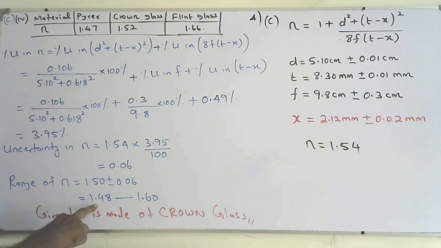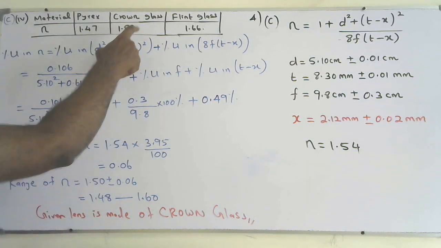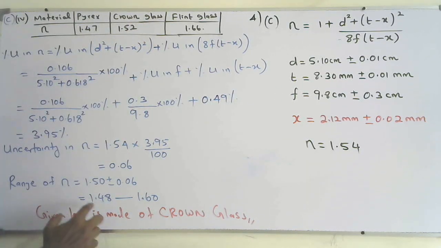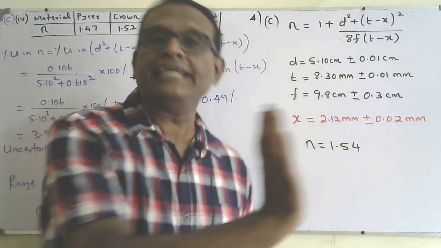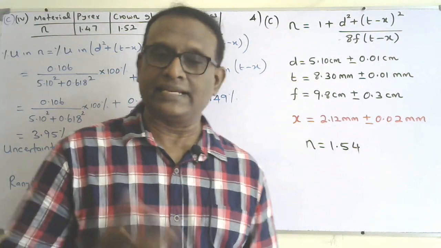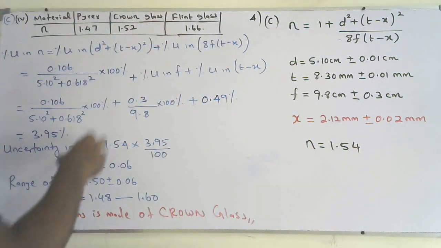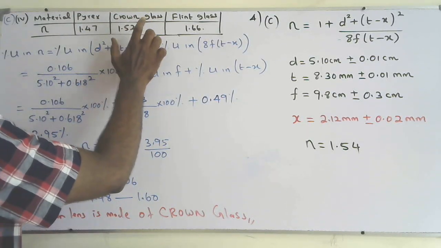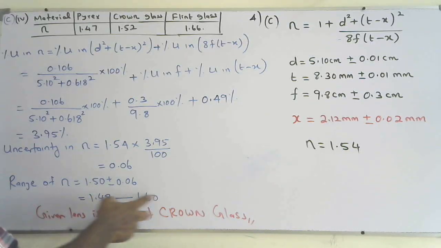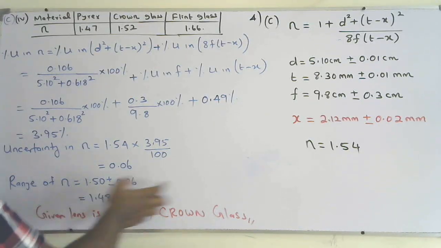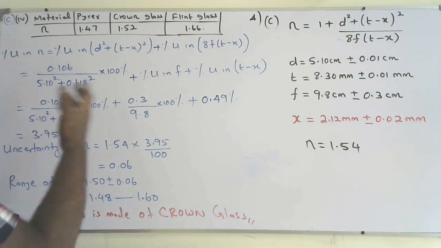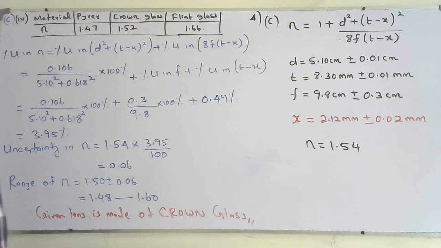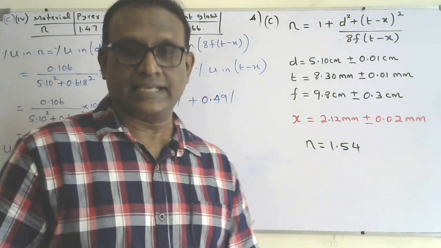So this is the range, 1.48 to 1.60. If you want, you can say the refractive index of crown glass is falling within the range of the experiment. Better say that in the answer. I didn't write it, but you can better say the experimental value. The refractive index of crown glass is falling within the range of the experimental value. This given glass, the lens, is made of crown glass. You can say it that way.